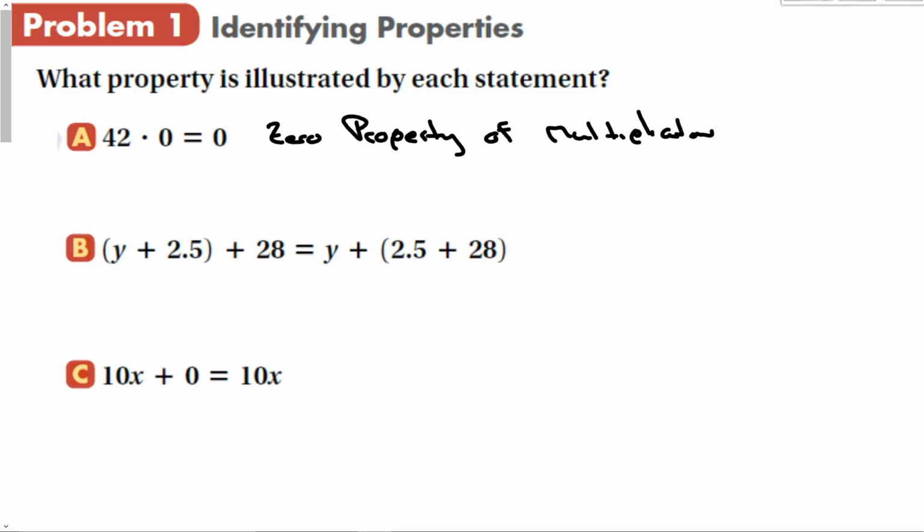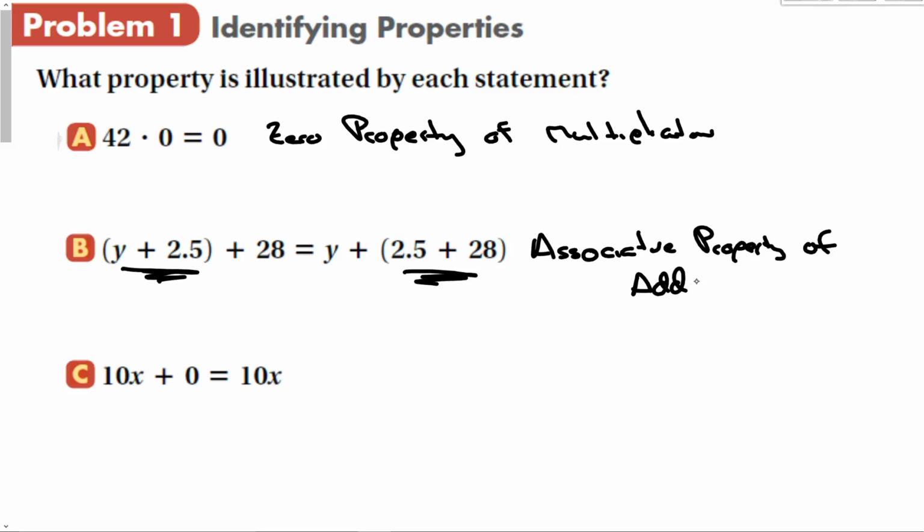So the next one, I'm looking inside the parentheses and I see y plus 2.5 there. I see 2.5 plus 28 there. So this is going to be the associative property of, well, what are we doing in here? So this is going to be addition.